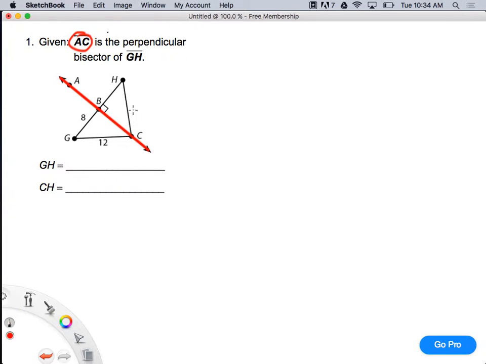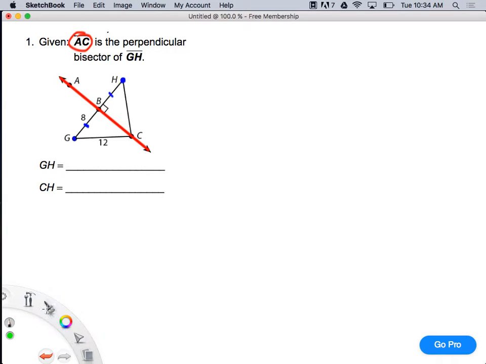Okay. So I highlighted the perpendicular bisector in red, AC. And then it's telling me it's the bisector of GH. So what do I know about GB and BH? They're congruent, right? And their endpoints are G and H.